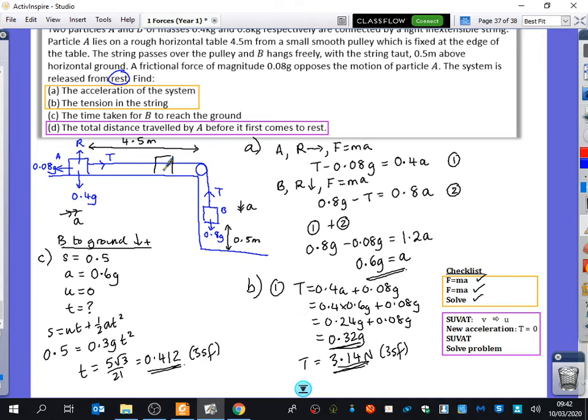And I'm imagining the distance that we work out is going to be 4.5 metres or less. Because if it was more than 4.5 metres, particle A will have crashed into the pulley. So let's actually get on with the question.